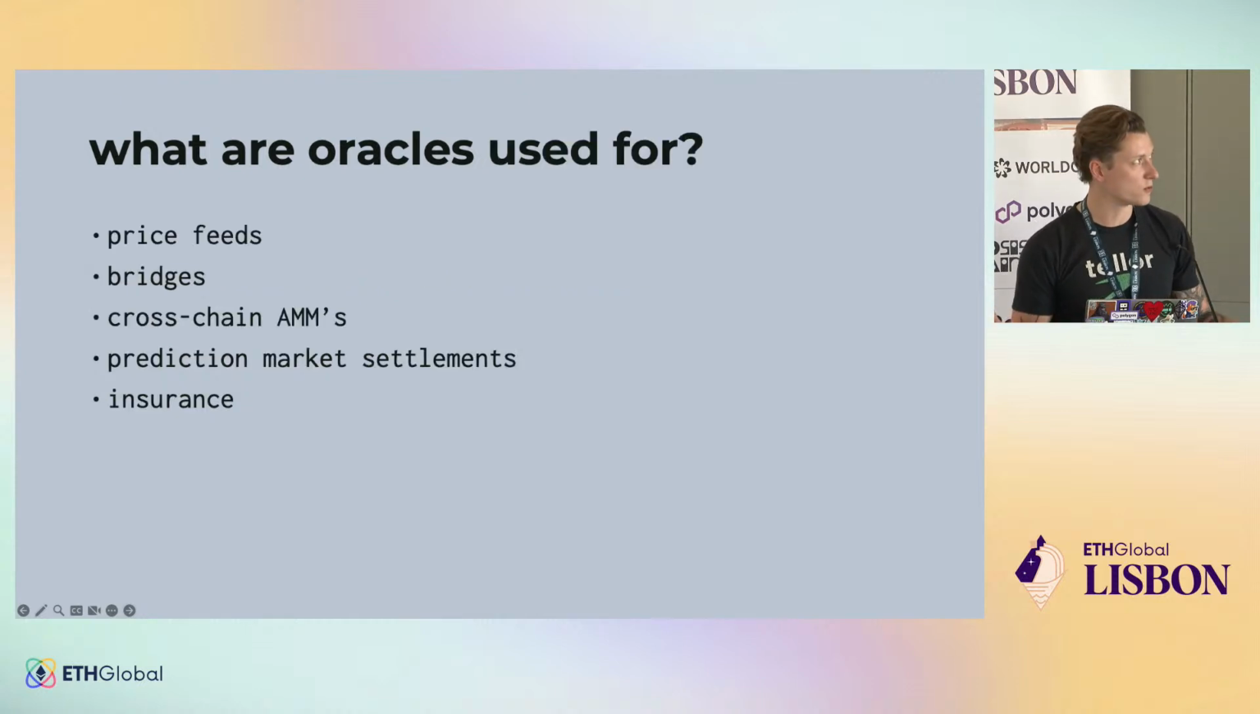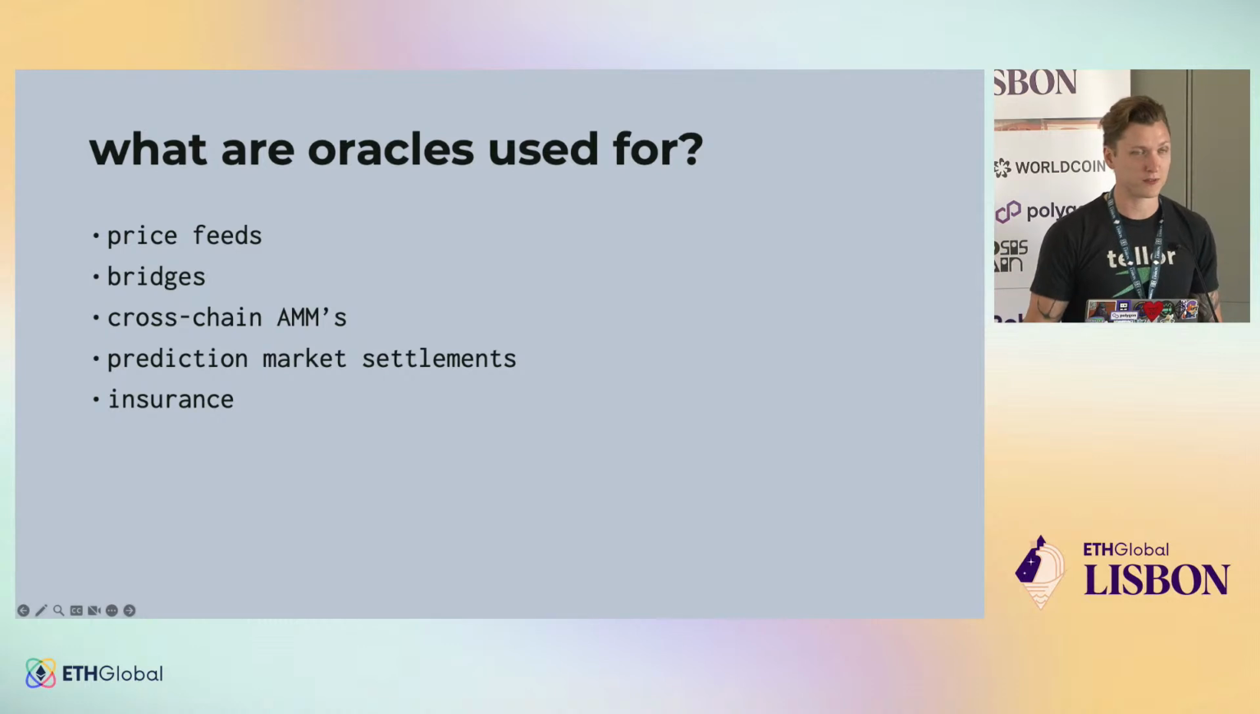So what are oracles used for? Obviously there's price feeds, bridges. So bridges are oracles. If you have Gnosis chain over here and Ethereum over here, they don't know anything about each other. You might as well be reading an API from Coinbase. A bridge basically just reduces the assumption.